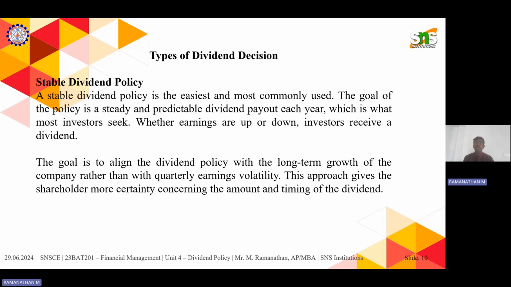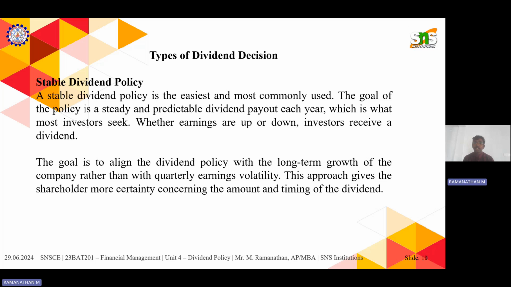Next is types of dividend policy decision. First one is stable dividend policy. It will be stable. Every year they will be giving the dividend. Such a thing we will be calling a stable dividend policy. A stable dividend policy is the easiest and most commonly used. The goal of the policy is a steady and predictable dividend payout each year, which is what most investors seek.